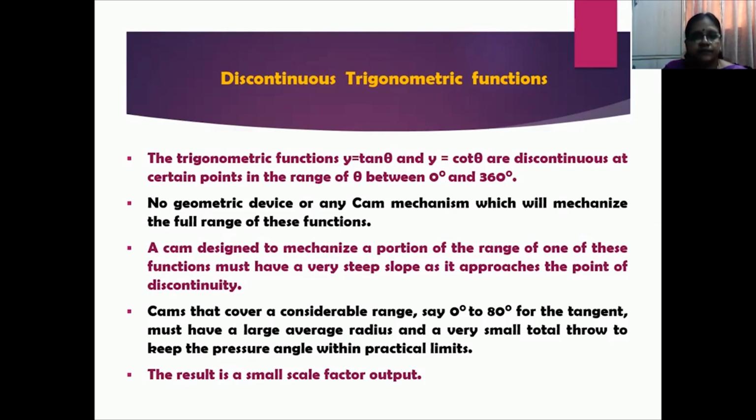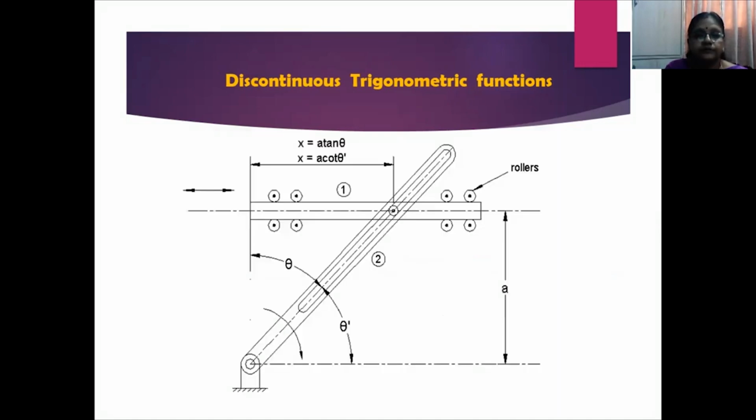A cam designed to mechanize a portion of the range of one of these functions must have a very steep slope as it approaches the point of discontinuity. Cams that cover a considerable range, say 0 degrees to 80 degrees for the tangent, must have a large average radius and a very small total throw to keep the pressure angle within practical limits. The result is a very small scale factor output.